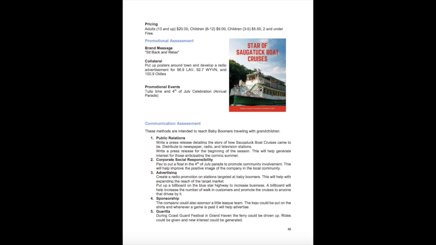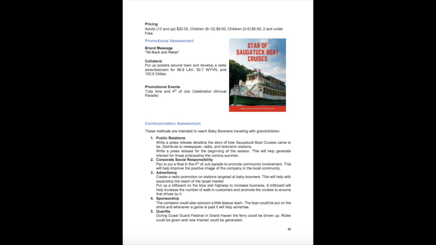For advertising, create a radio promotion on the stations targeted at baby boomers. This will help expand the reach of this market. Also, putting a billboard on Blue Star Highway would increase business. This will also help increase the number of walking customers and promote cruises to anybody who drives by.